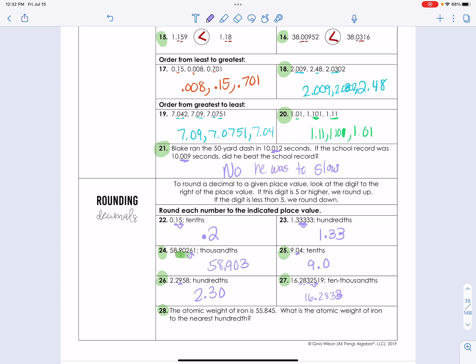Atomic weight of iron is 55.845. What is the atomic weight to the nearest hundredth? Because that's when you get into chemistry, that's how they're going to write it, 2 decimal places. So that's 55.85. Okay, so there is an assignment that goes with this that I think you should be able to do quickly.